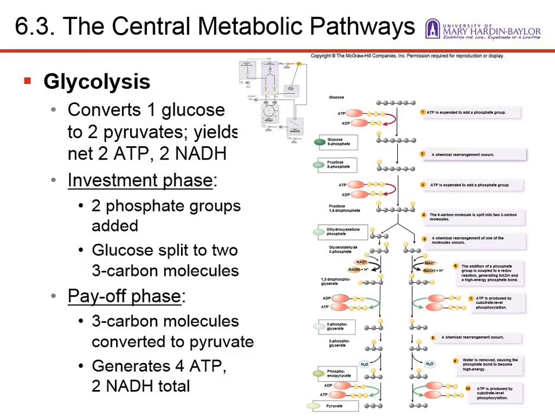Then if we go down to the next step, we've got fructose 1,6-bisphosphate right here at this step. That's a 6-carbon molecule, and there's 2 phosphates, one on the number 1 carbon and the other on the number 6 carbon, and that's broken into 2 3-carbon molecules. One of them is glyceraldehyde 3-phosphate, the other is dihydroxyacetone phosphate.